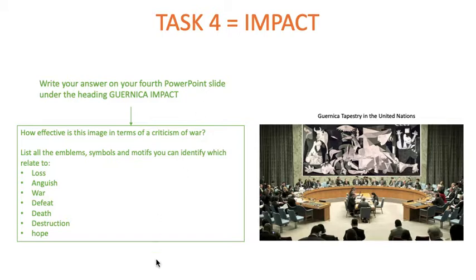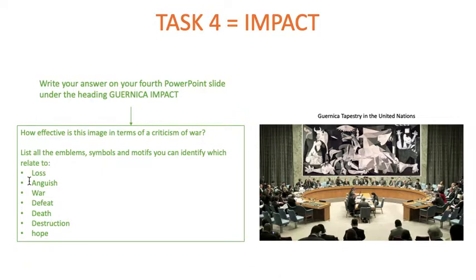You need to say: how effective is the image in terms of criticising war? Does it celebrate war? Does it say that we shouldn't really be having war? Is it a negative or positive view on war? What is Picasso trying to say through this image? Is it a warning? What is it? You need to list all of the emblems and symbols and motifs that you can identify in the image which relate to some of these emotions and feelings about war.